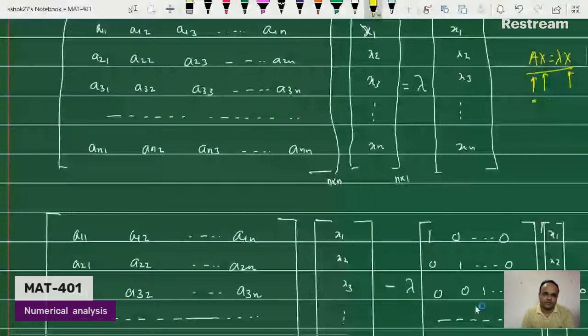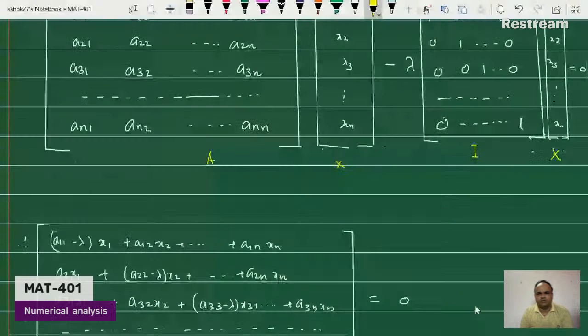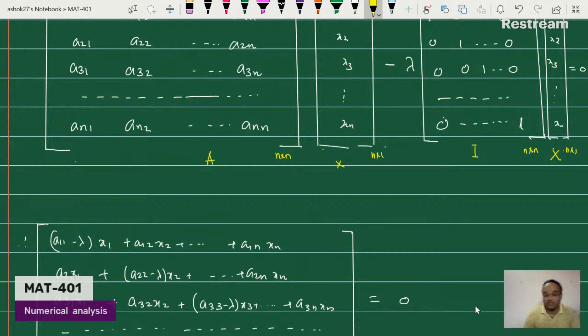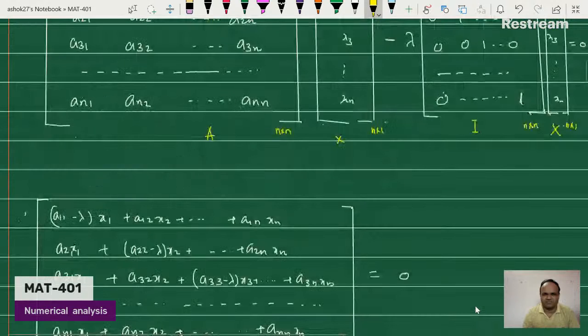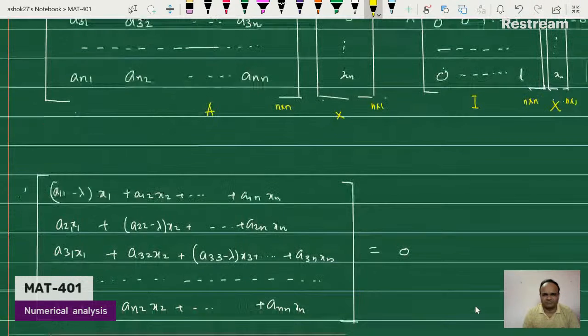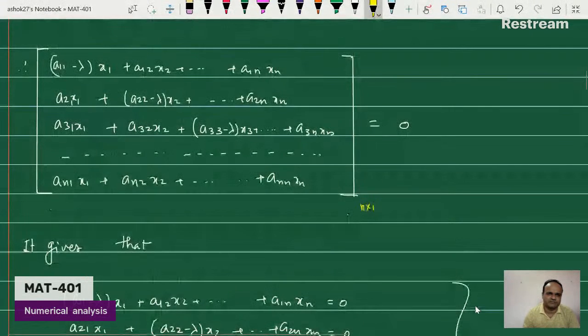I'm just simplifying this. What will be the result? You can multiply these matrices. This is an n cross n matrix and this is an n cross 1 matrix. So what is the resulting product of these two matrices? It will be an n cross 1 matrix, and again the product of these two will be an n cross 1 matrix. So the subtraction of the resulting matrices will be an n cross 1 matrix, and it will look like this.